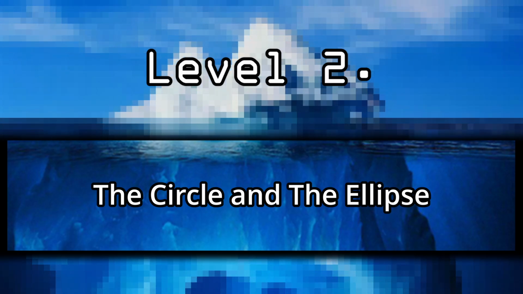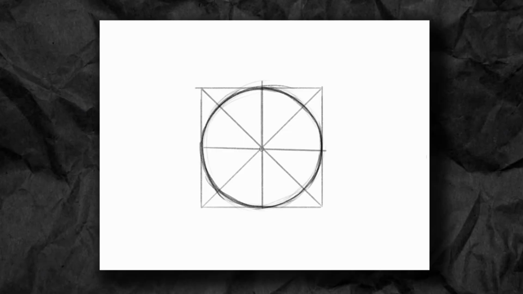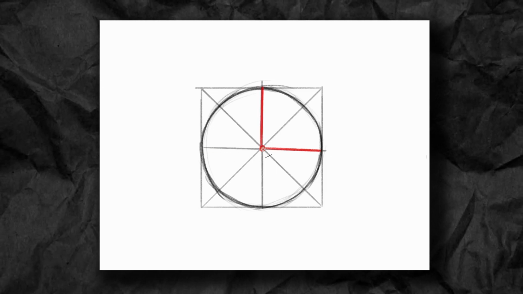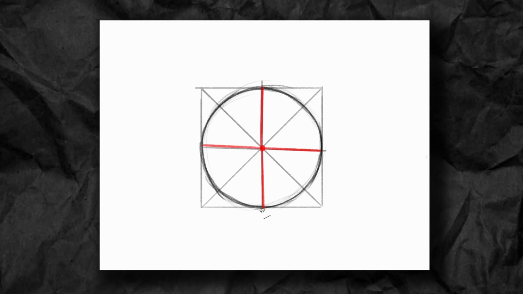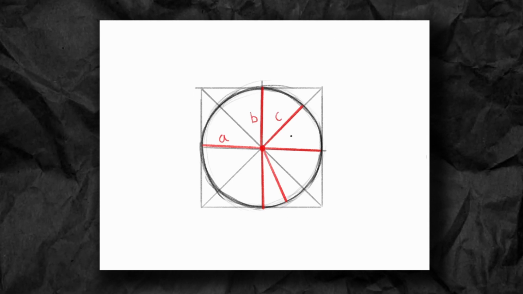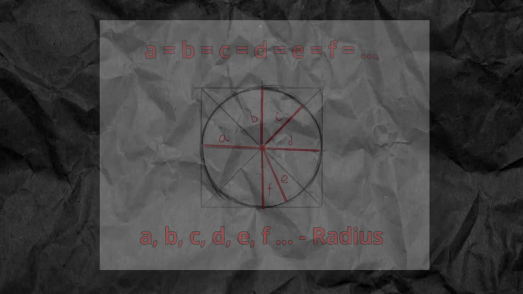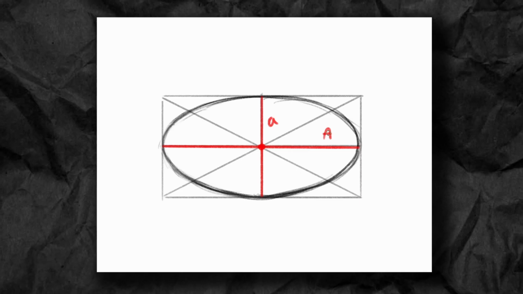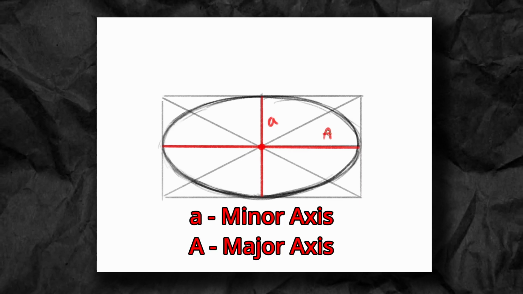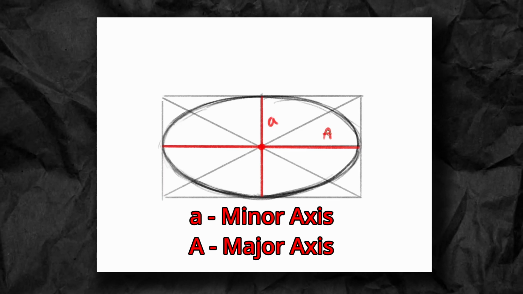Okay, so moving on to the second layer of the iceberg, we have the circle and the ellipse. The circle is a two-dimensional shape whose circumference consists of points equidistant from the center. This means that the distance between the center point and the boundary of the circle is equal throughout the shape. The distance between the center and the boundary is called the radius. The ellipse is different in this regard. An ellipse has a major or long axis and a minor or short axis, which are perpendicular to each other.